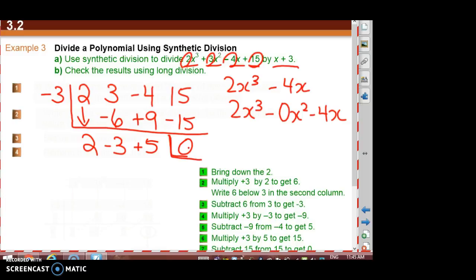So if we want to make this back into an equation, we have to put our x's back into it. I always work backwards. So I always say this guy is a no x, this guy is an x, and this guy is an x squared. And if there were more values, then you would just keep going down. So a no x, an x, and an x squared.